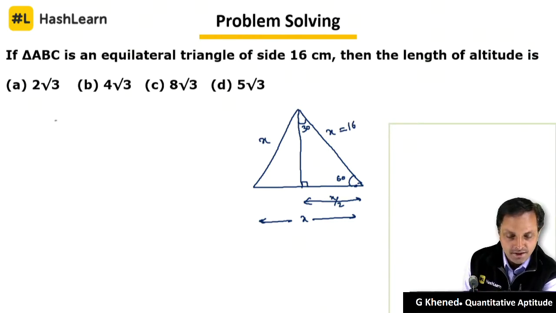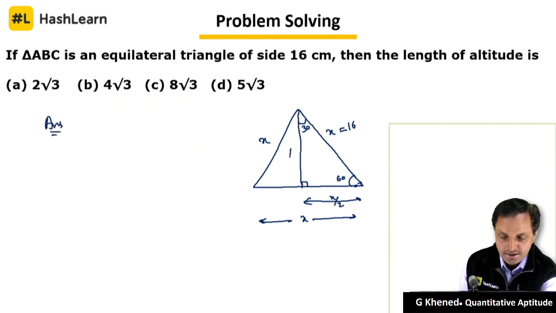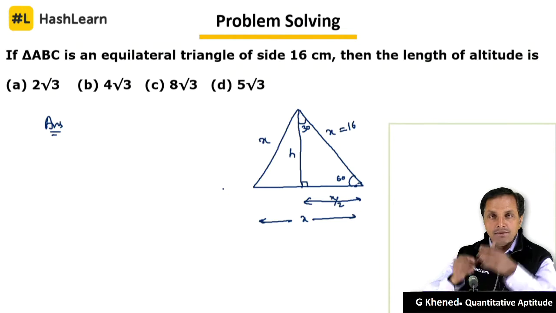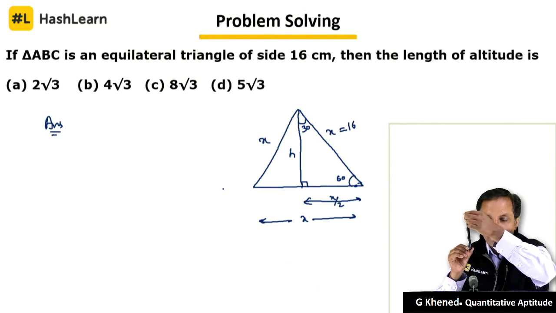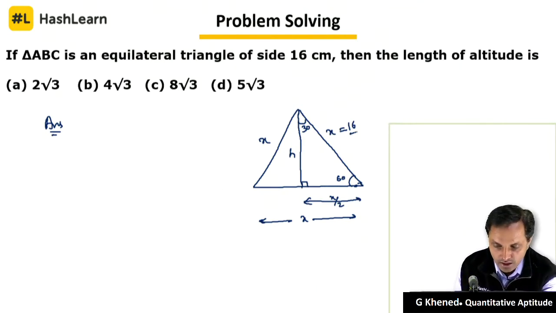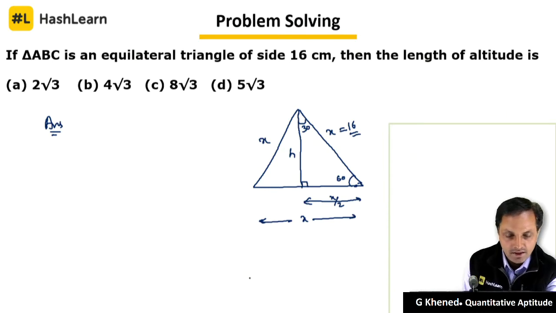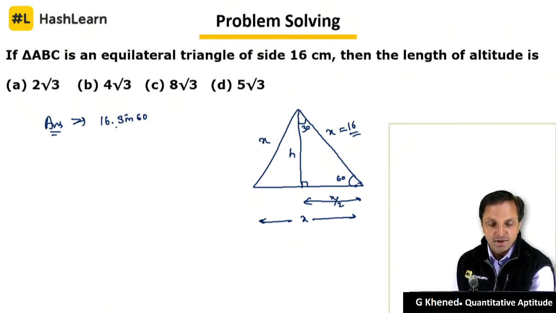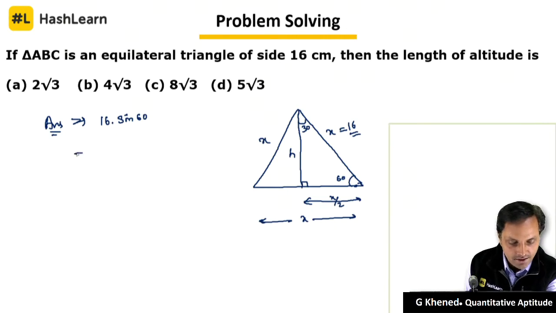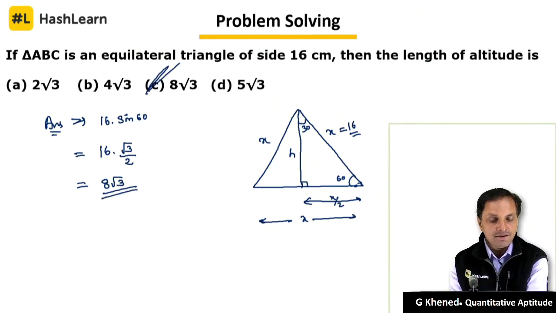The best way to answer: altitude is h. See here, if you have a side making an angle of 60 degrees, and you want an altitude, you have to take the vertical component. The vertical component is 16 into sine 60 degrees. That is going to give you the answer. You know sine 30 is half, whereas sine 60 is root 3 by 2. So, which is your option C?